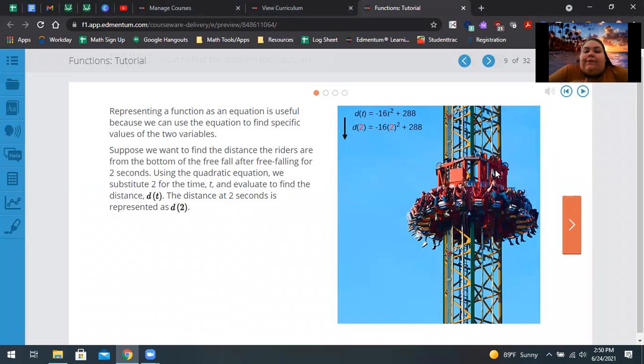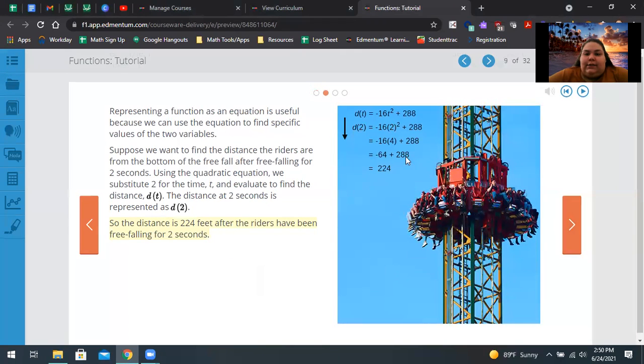So it says, suppose we want to find the distance of the riders from the bottom of the free fall after free falling for 2 seconds. Using the quadratic equation, we substitute 2 for t. If you look at it, it lines up: d of t, d of 2. You're trying to find the height at 2 seconds. Negative 16t squared, now negative 16 times 2 squared, plus 288. You go ahead and continue solving. You get d of 2 is 224.